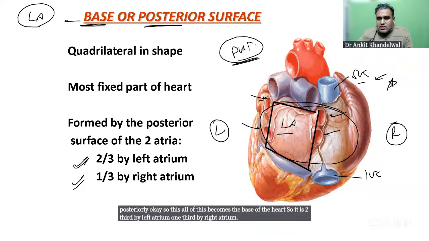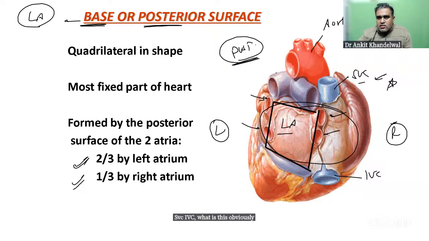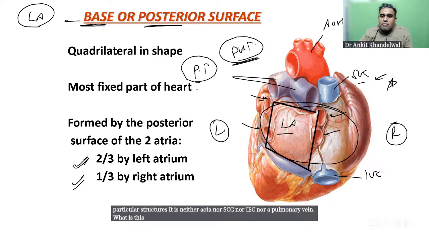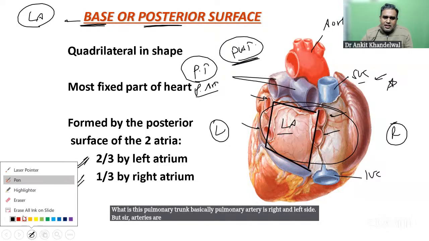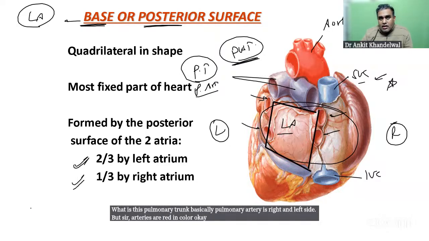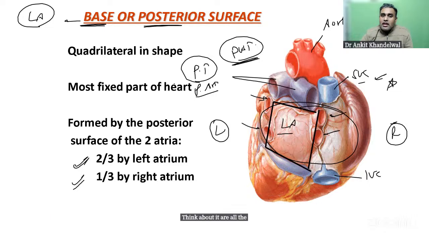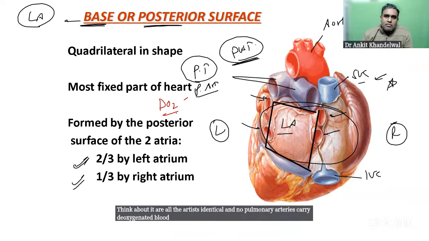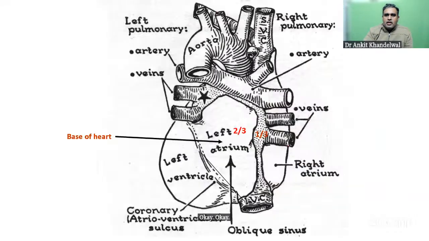SVC, IVC, and what is this? Obviously the aorta. Okay, if I ask you what are these purple colored structures? It is neither the aorta, nor the SVC, nor the IVC, nor the pulmonary veins. It is the pulmonary trunk, basically the pulmonary arteries, right and left side. But sir, arteries are red in color. Think about it. Are all the arteries red in color? No, pulmonary arteries carry deoxygenated blood. They are shown over here with the purple color. Okay, so that is the base.